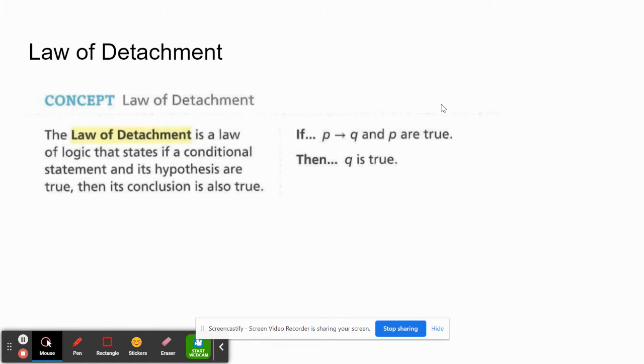The law of detachment is a law of logic that states that if a conditional statement and its hypothesis are both true, then its conclusion is also true. So if this conditional statement, if P then Q, is true, and if P, the hypothesis, is true, then Q, the conclusion, must also be true. Let's look at an example.